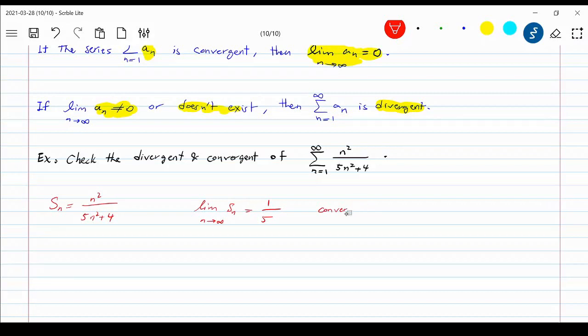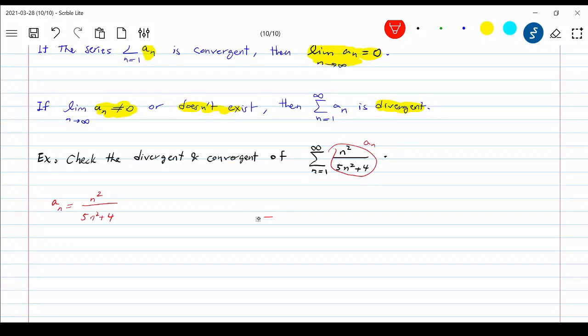Oh, sorry. I thought this is Sn. Sn is not given. This is An. An is given, not Sn. n squared divided by 5n squared plus 4. So we don't have Sn, we have An. This is the nth term of the sequence, and we want to find out the convergence or the divergence of the infinite series.